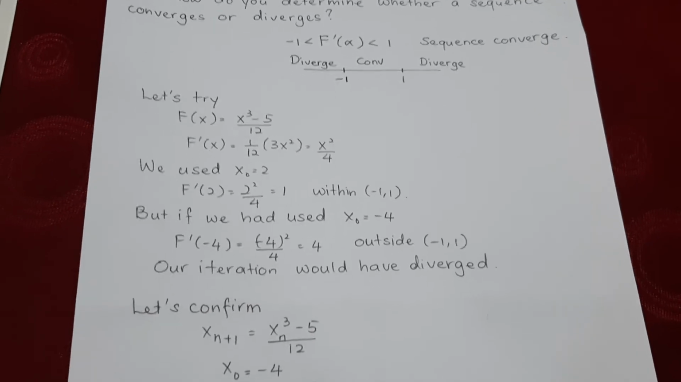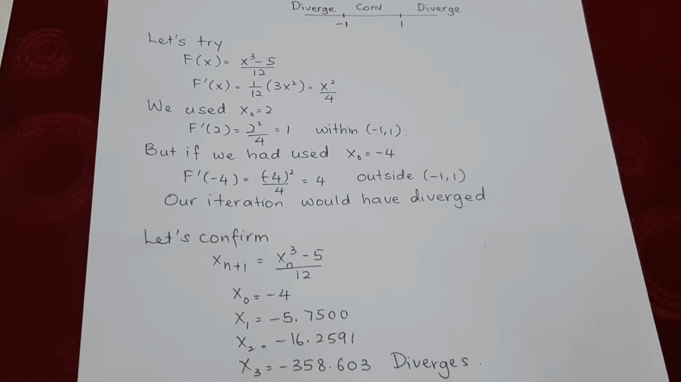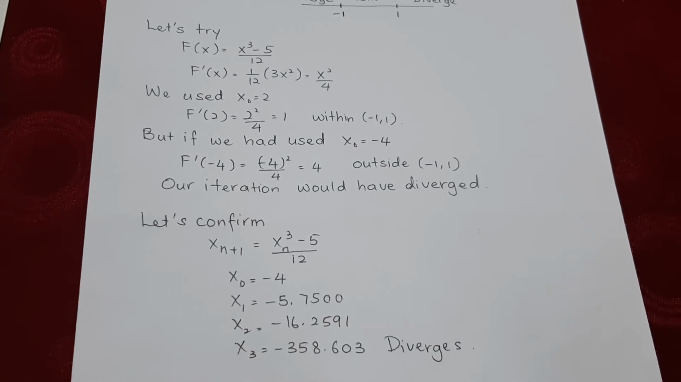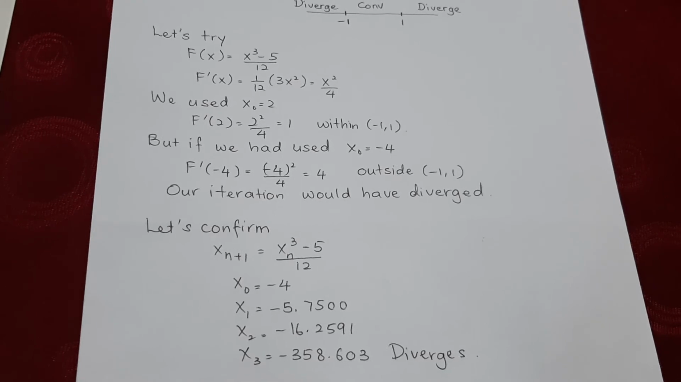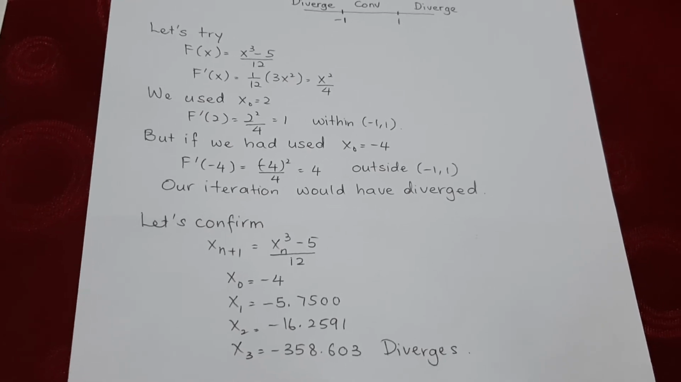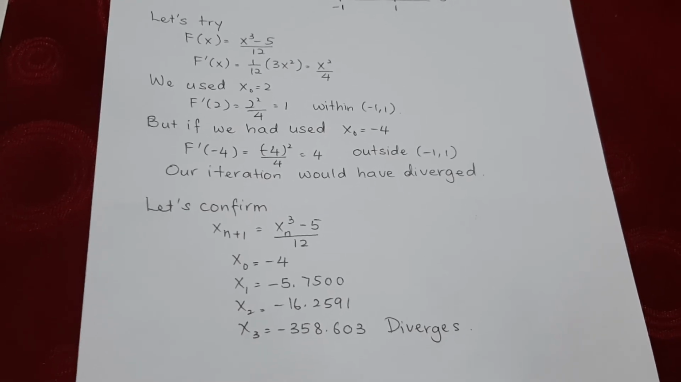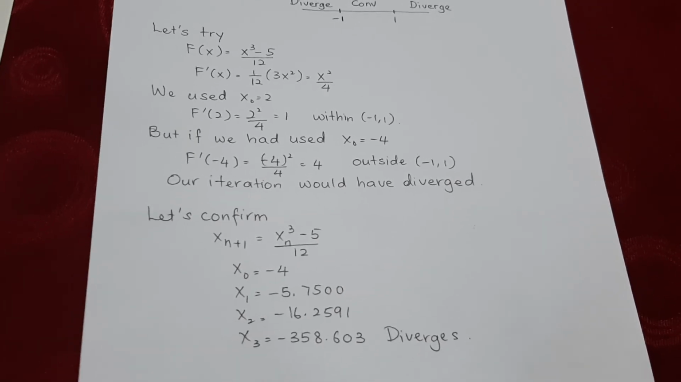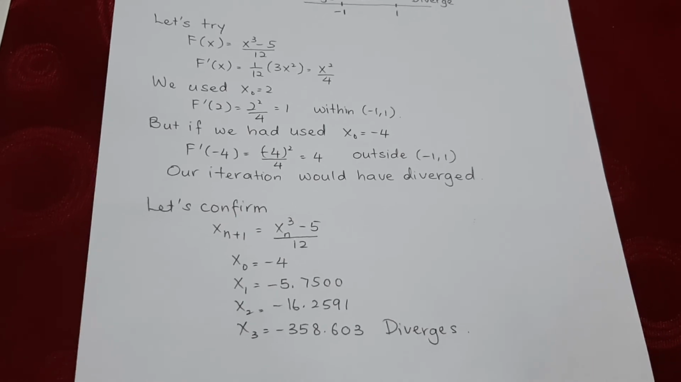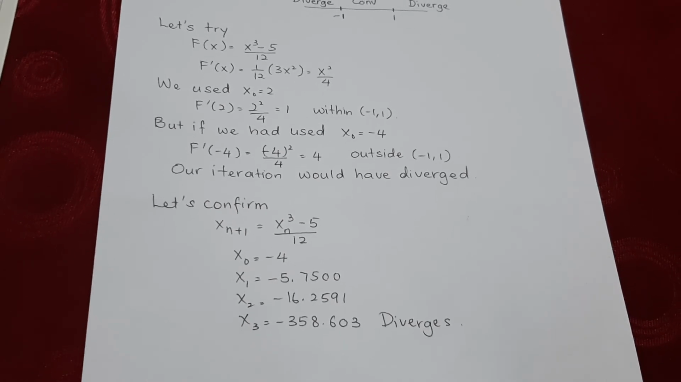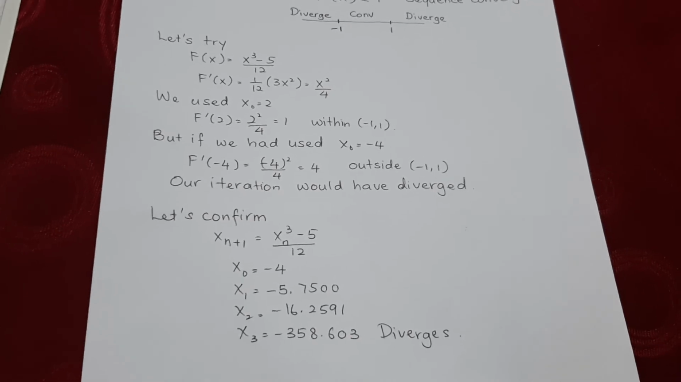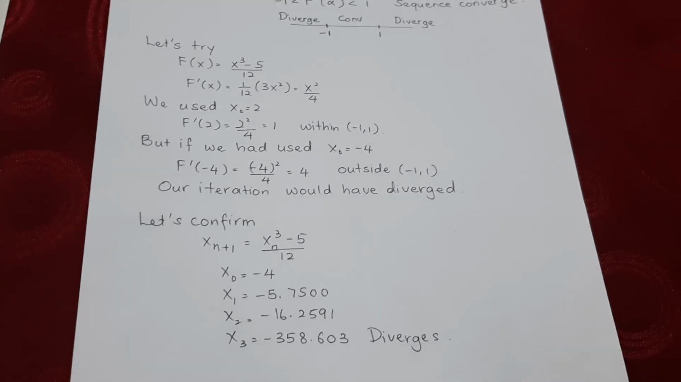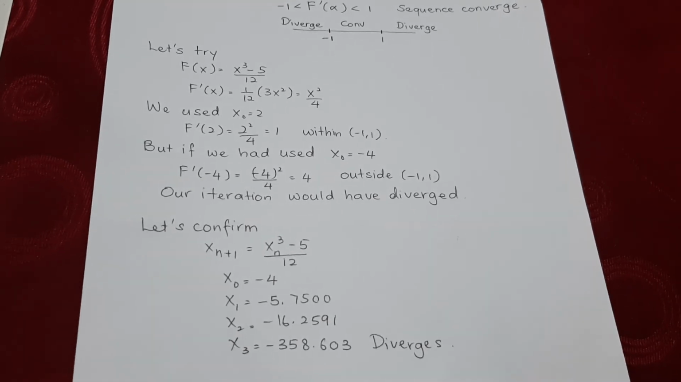So let's confirm that. We use the same formula, x equals x cubed minus 5 over 12, with the initial guess as -4. Punch the numbers into your calculator and you will get x1 equals -5.7, x2 equals -16, and x3 is even greater, -358. So as you can see here, the iteration actually diverges. You wouldn't have gotten an answer out of the iteration.